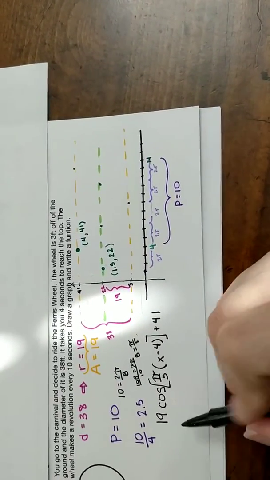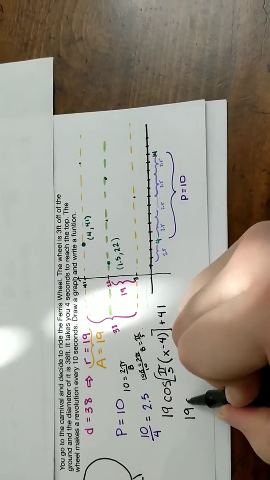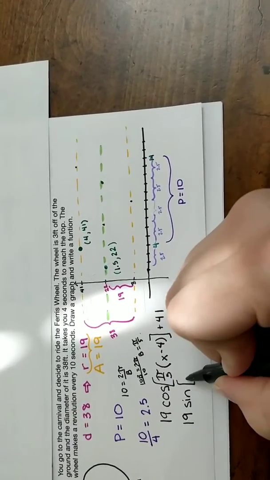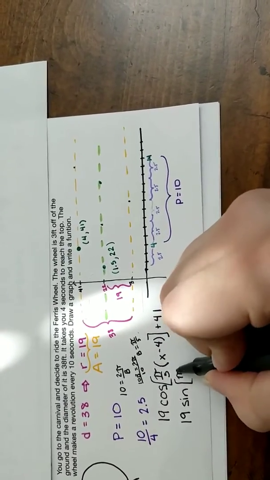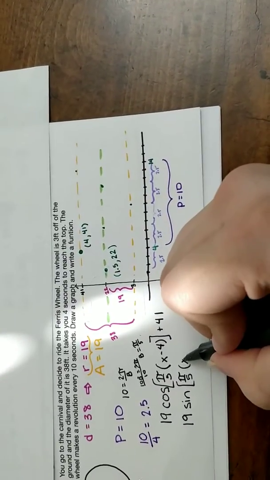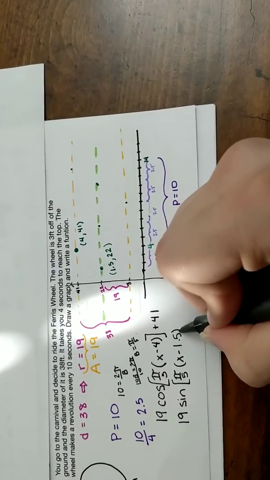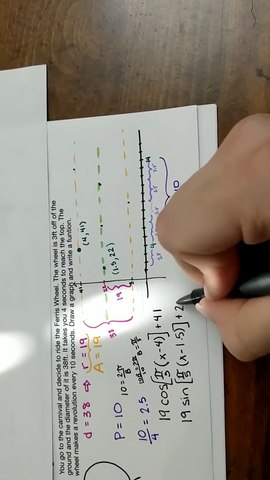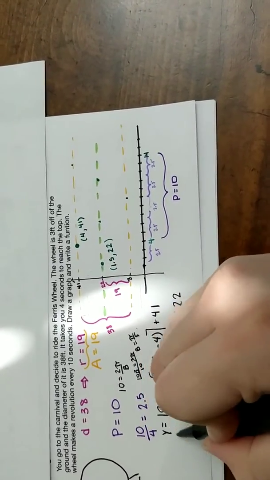If you do sine, then it will be the same thing, except you will be using your other locator point right here, x minus 1.5, and then plus 22. Both equations are correct.